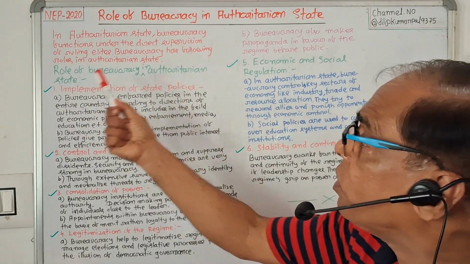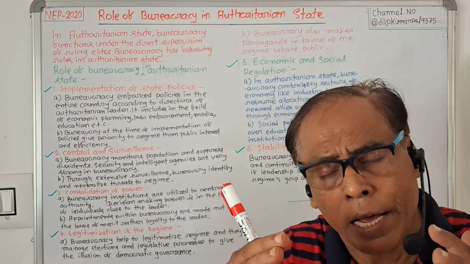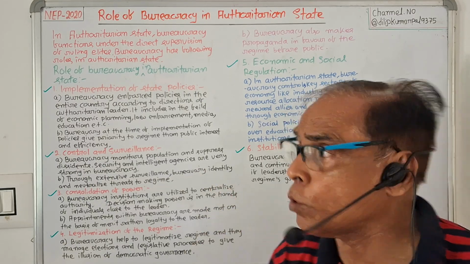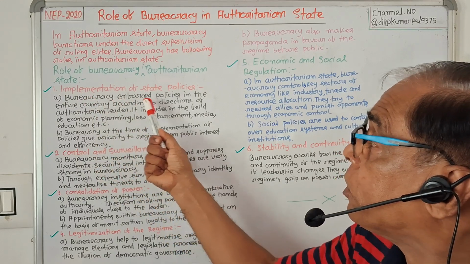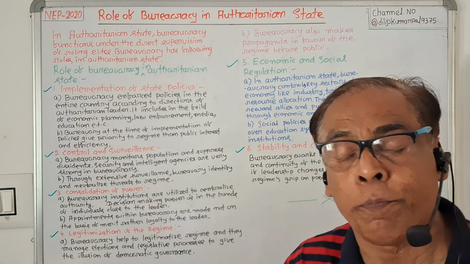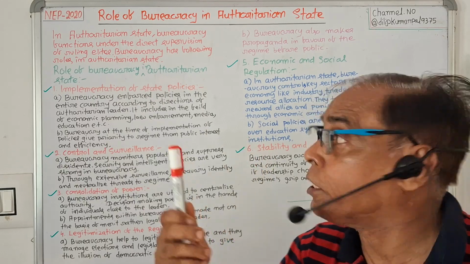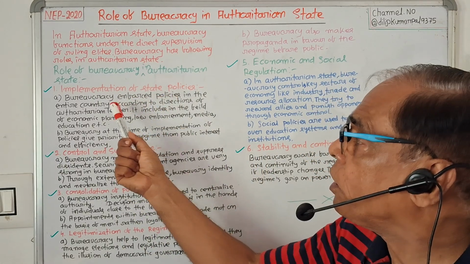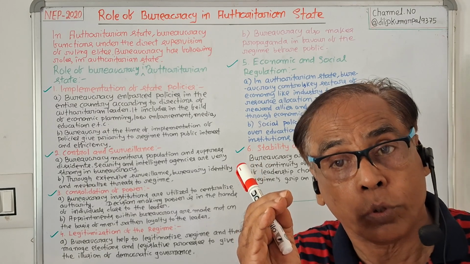Bureaucracy has the following important roles in authoritarian states. Number 1, implementation of state policy. The first function of bureaucracy in authoritarian state is implementation of state policy. Under implementation of state policy, there are 2 sub-points.